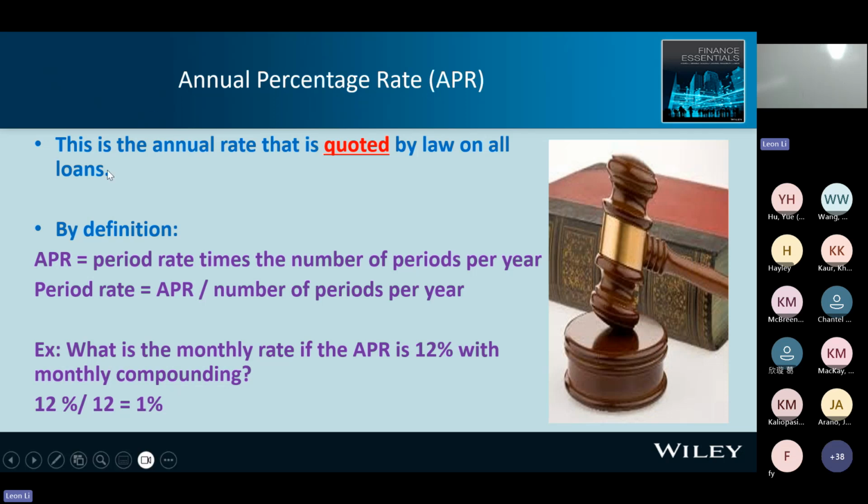If we have APR, we can calculate the period rate. The period rate is APR divided by the number of periods per year. For example, APR 12%. What is the monthly rate? Monthly rate will be 12% divided by 12, 1%. All right. So APR and the period rate, I think it could be easy to understand.